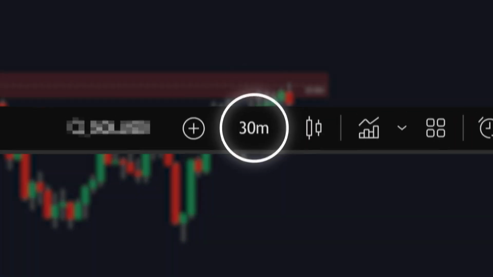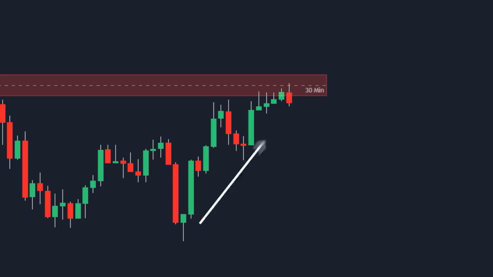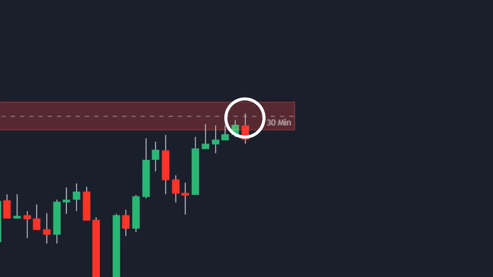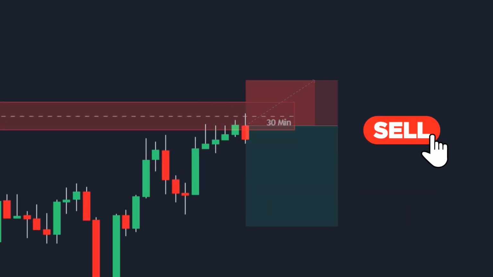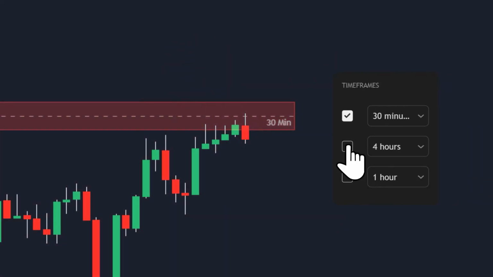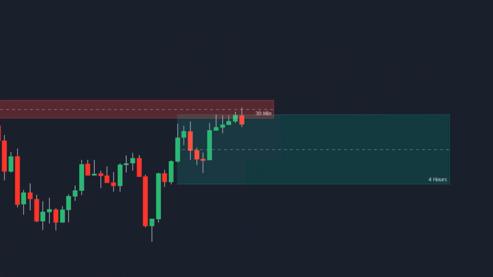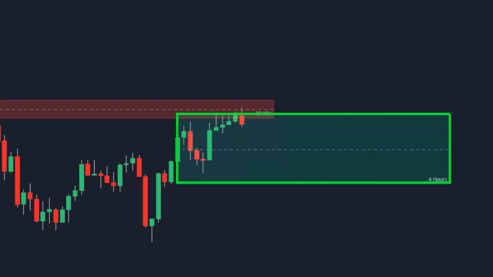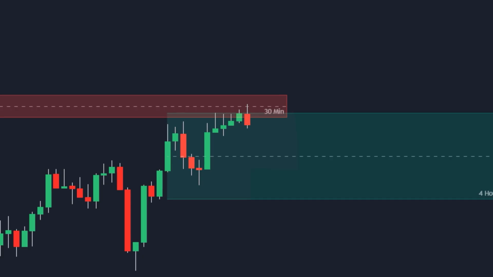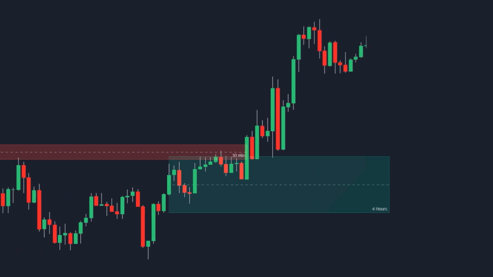On the 30-minute chart, this setup looks like a clean short. Price is approaching a supply zone and retests, so you'd probably take a short trade and you'd probably lose. But turn on the 4-hour zones from the settings and suddenly you see the real problem. Price is inside of a 4-hour demand zone at the same time. That short was a trap, and without higher time frame zones, you would have walked right into it. This is how multi-time frame analysis saves you.